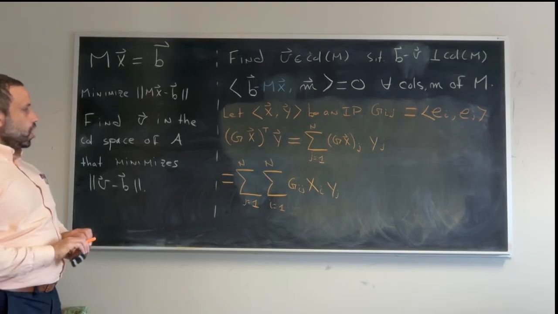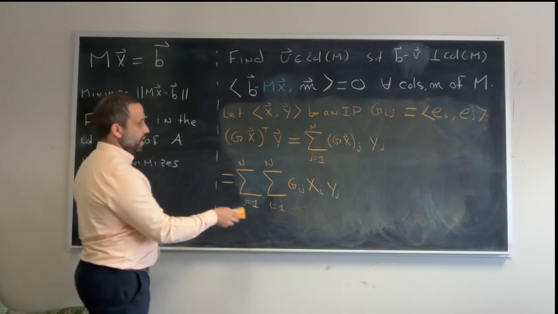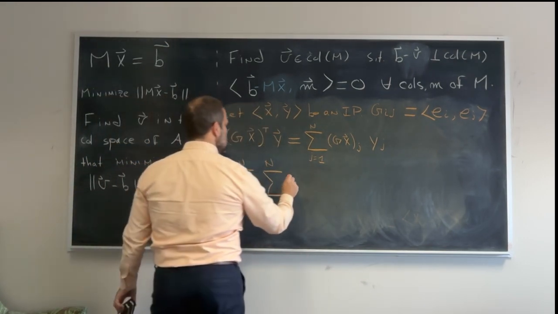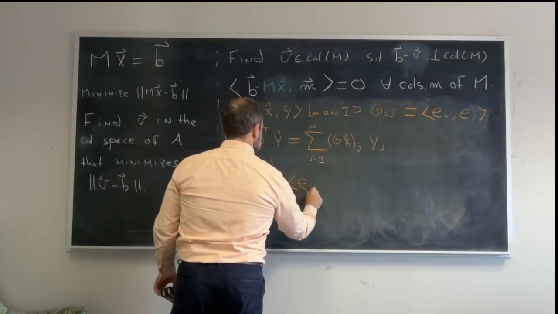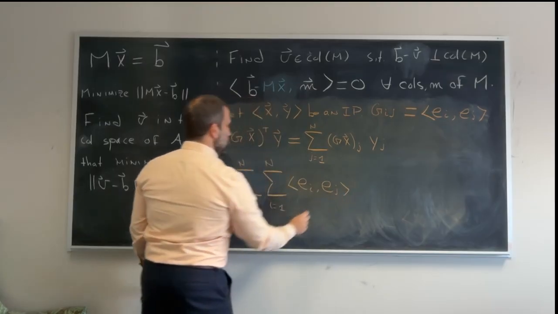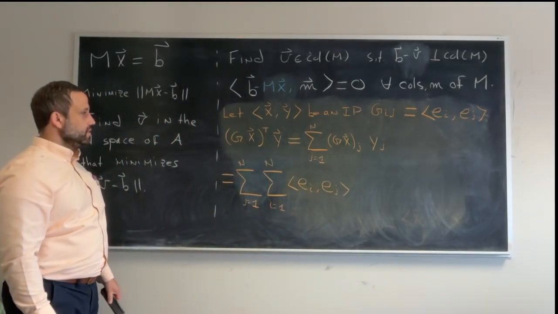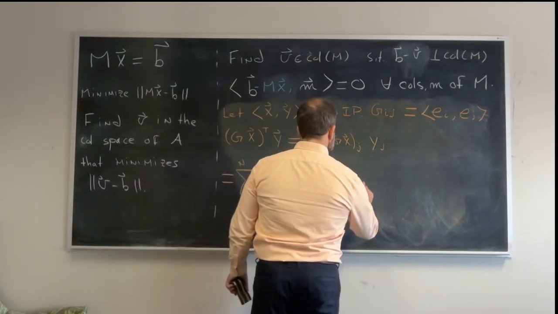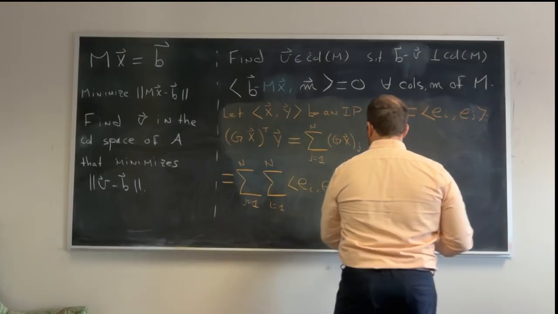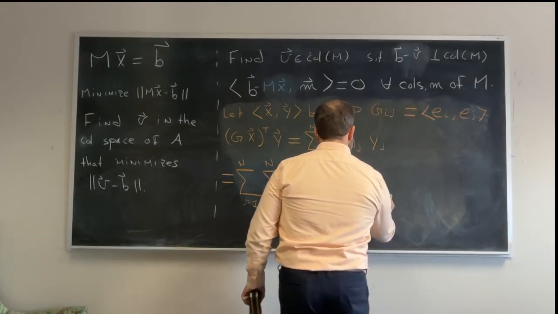All right, so what can we do here? What is Gij equal to? Gij is equal to the inner product of Ei and Ej. So this is equal to the inner product of Ei and Ej, and then I need to do times xi, yj, like this.